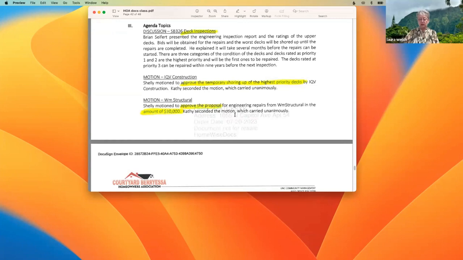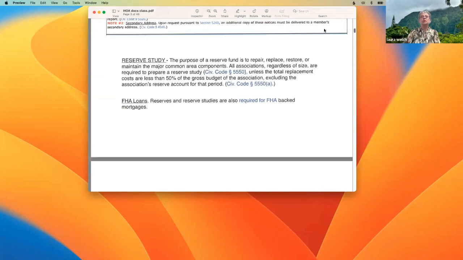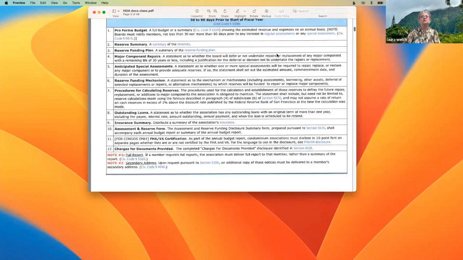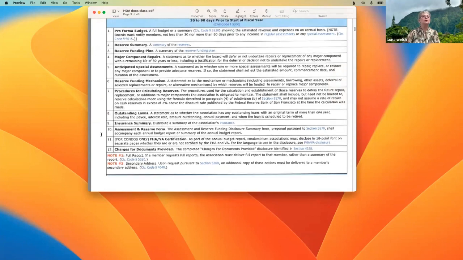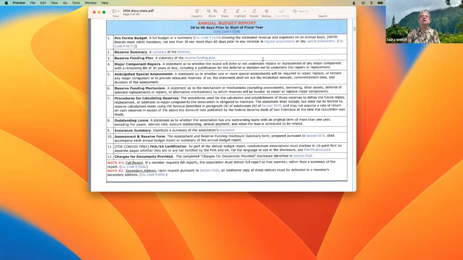Okay, it's an annual budget. Remember, at the very beginning, there's an annual budget and then there's a reserve study. Those are different things, right? The reserve summary, the reserves, that's here. We'll go back up. Okay, where am I? This is the annual budget report. Right here, reserve summary.